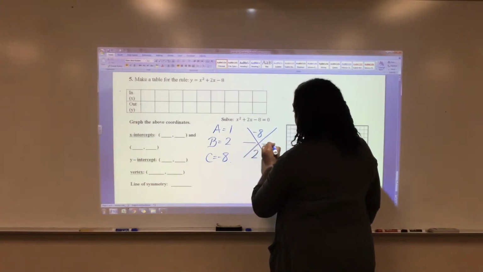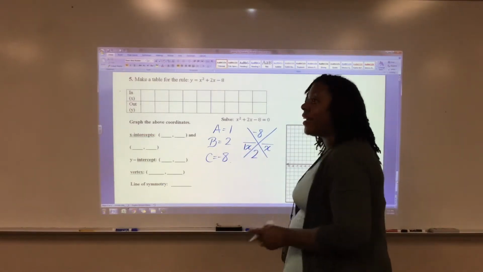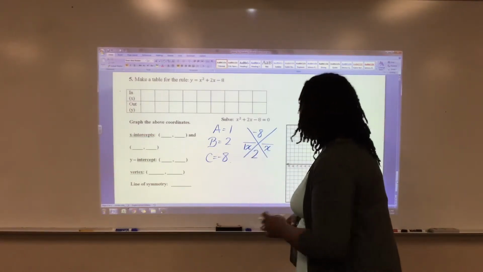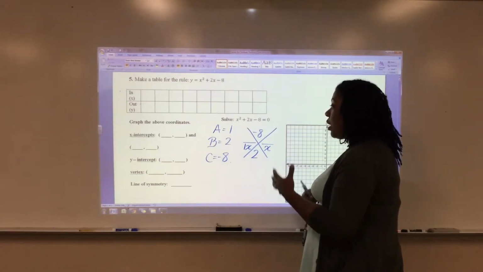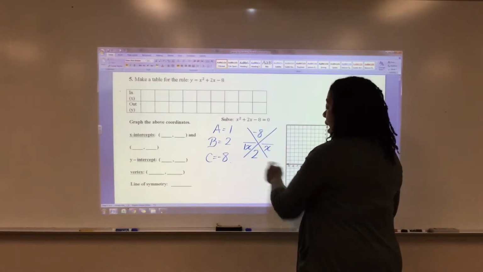We'll have our fractions, and it's always AX. You can put 1x, but please understand that x and 1x are the exact same thing. So now we just need to figure out what are our two numbers that we can multiply to get -8 and add to get 2.